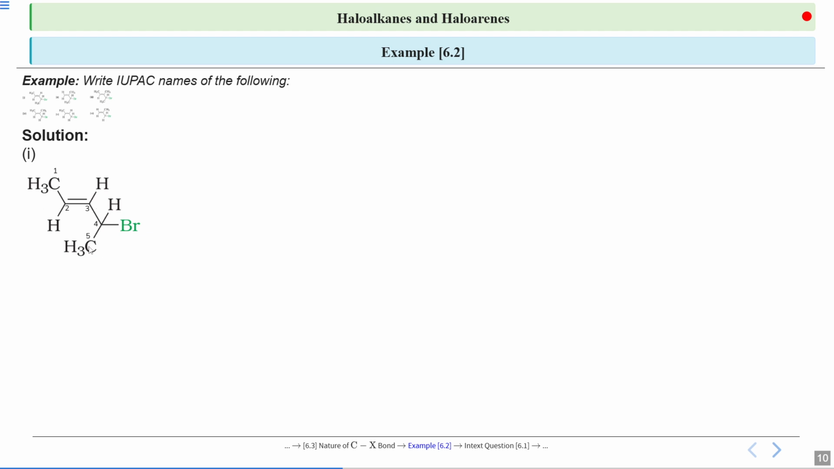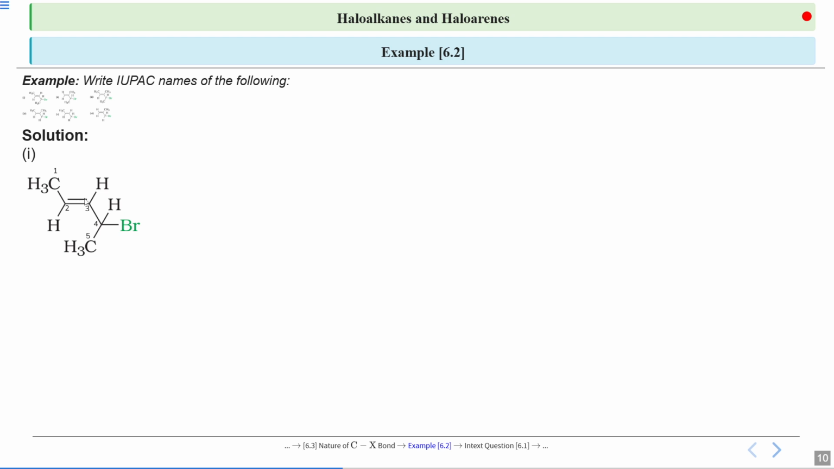If you contain this in a single chain, or if you take this chain as your parent chain, this will be the only chain present in this structure that can hold the maximum number of carbons present in this structure, right?